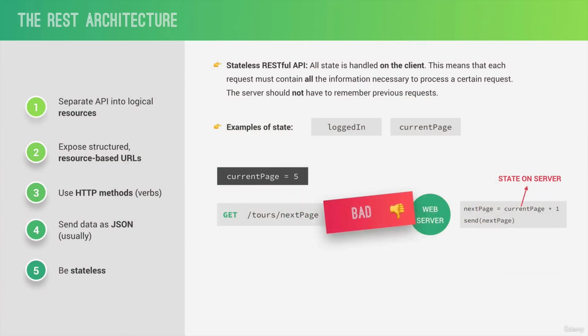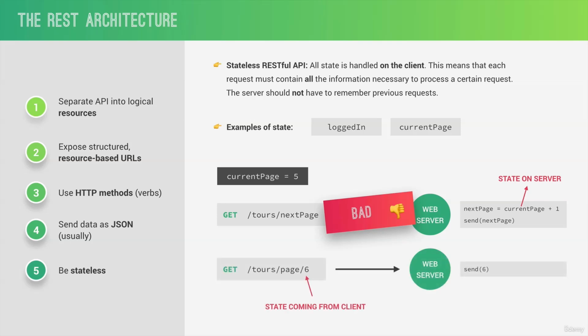Okay? Instead, in this case, we should create a tours/page endpoint and pass the number 6 to it in order to request page number 6. This way, we would handle state on the client, because on the client, we would already know that we're on page 5. And so all we had to do is to just add 1 and then request page number 6. So the server doesn't have to remember anything in this case. All it has to do is to send back data for page number 6 as we requested.